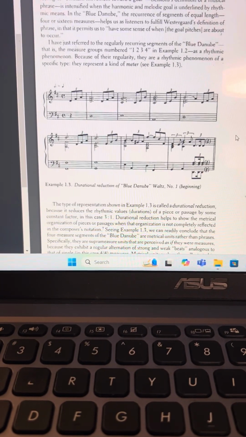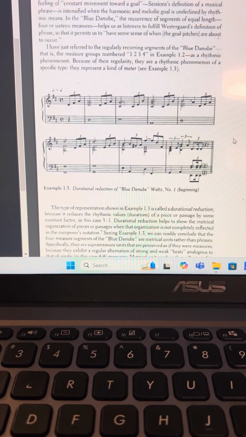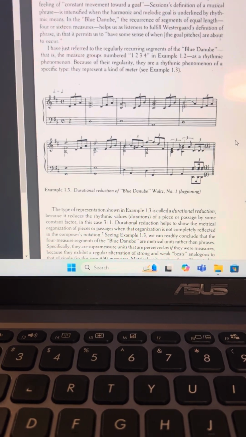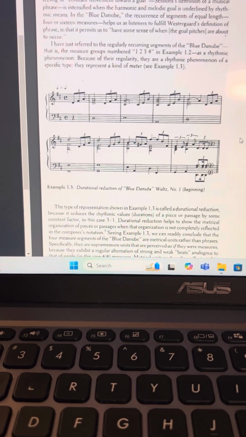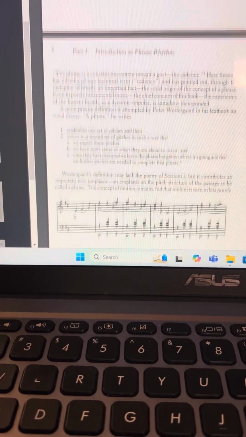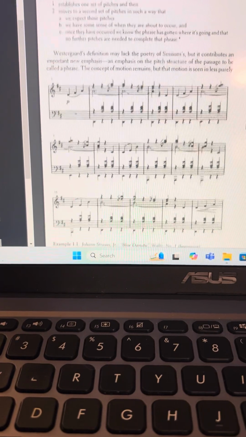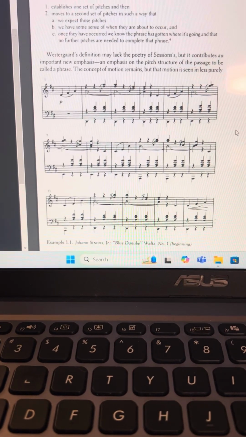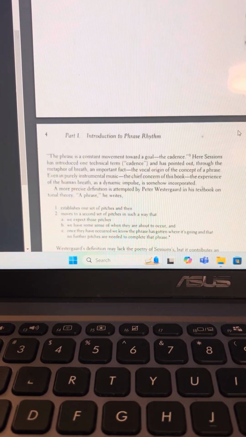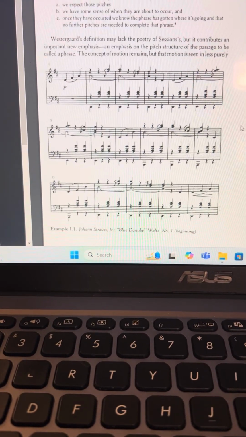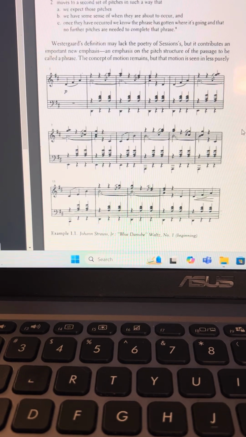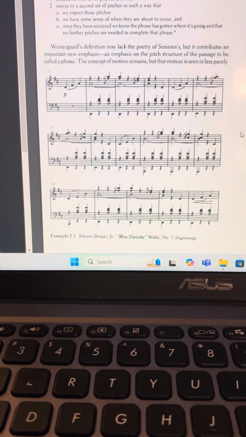So I'm going to switch the phone around here a little bit. So we've got this example 1.3 contrasted from a previous example, which I'll slide up to here for just a second. This is the original notation, this is the Blue Danube Waltz from Johann Strauss Jr.